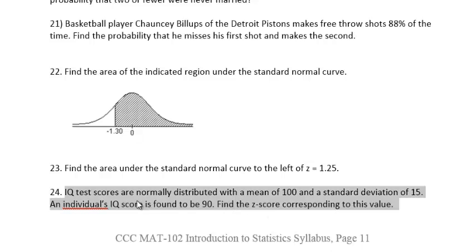It's actually negative. The individual IQ is found to be 90, so it's actually negative. The distance from the mean is negative 10. So you can call it 0.66666666 away from the mean, or you can call it negative 0.666666 to illustrate that it's lower than the mean.